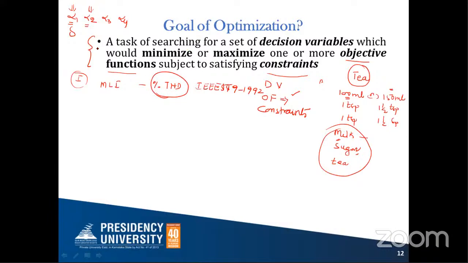Then I have to find out alpha 1, alpha 2, alpha 3, alpha 4 in such a way that it will produce less percentage THD. This is our objective function. Our objective function is producing less percentage THD.